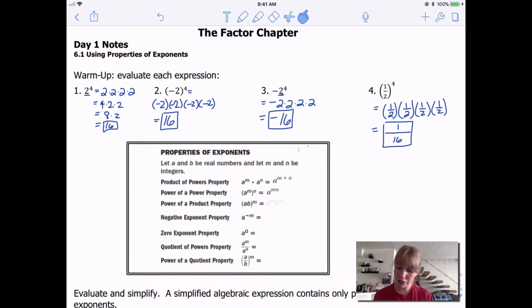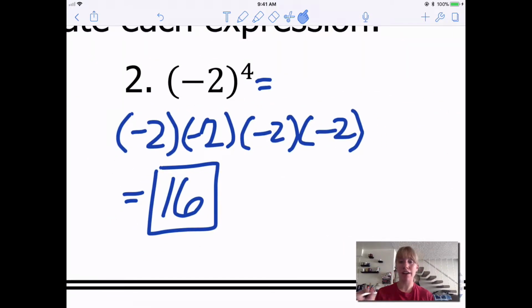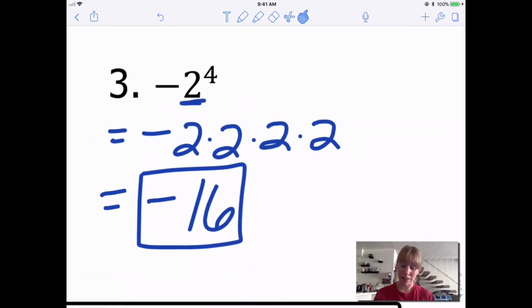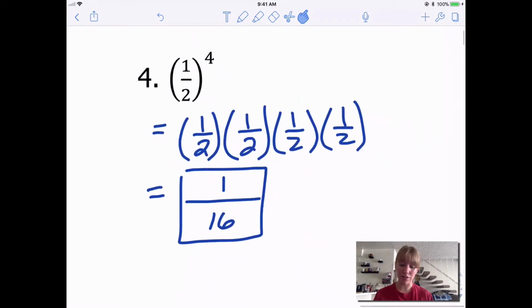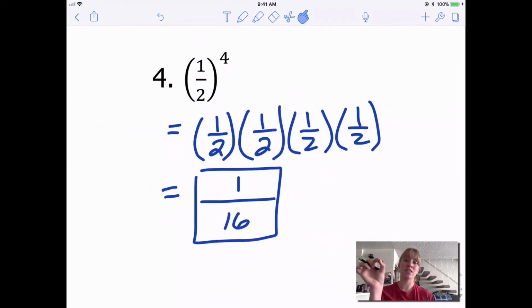So hopefully that jogs your memory a little bit about exponents. The big thing for me is that that exponent is only attached to the one thing. So when it's attached to parentheses, I have to multiply everything inside those parentheses 4 times. When there's no parentheses, the 4 is only attached to the 2. So it's only attached to the one thing next to it. So number 4, I still have those parentheses. So that 4 is attached to everything in those parentheses.